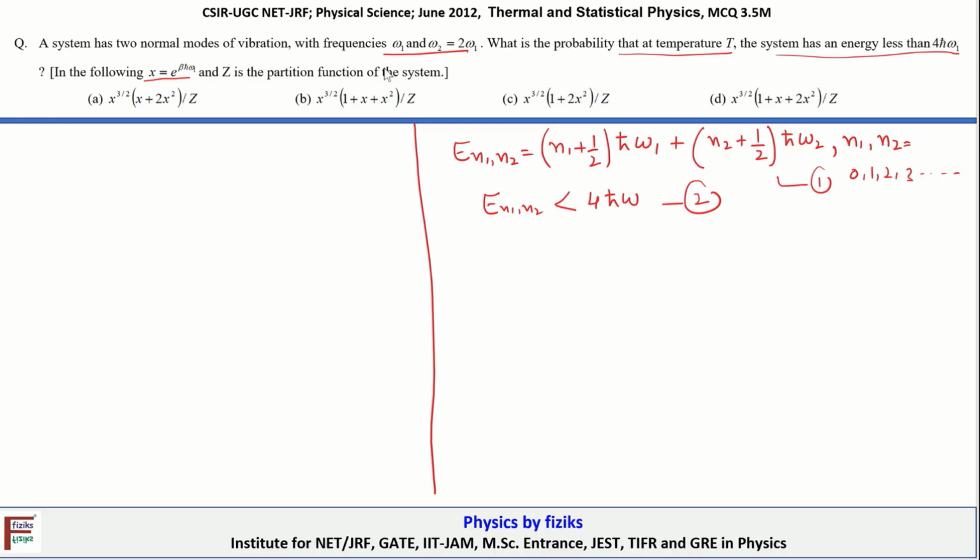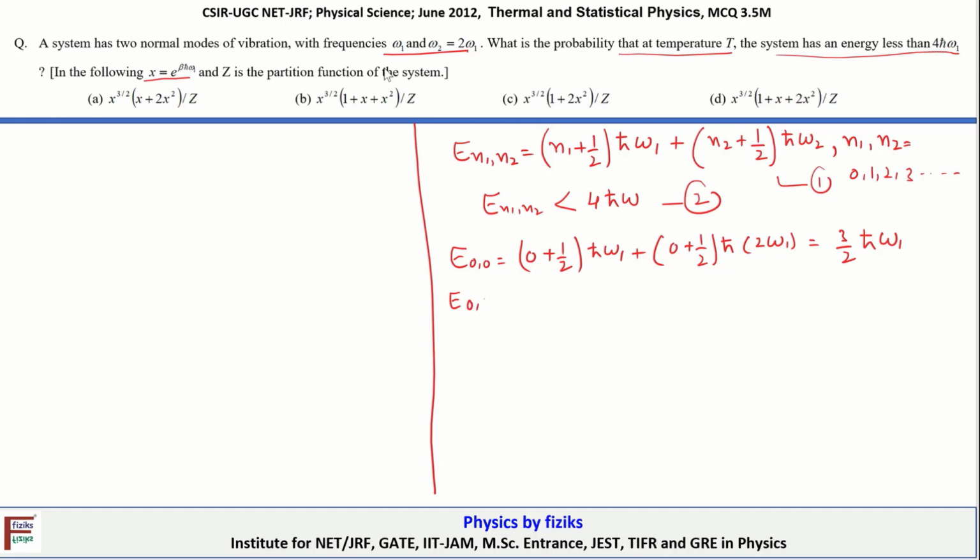Okay, now we will assign different values to n1 and n2, and then we will try to evaluate E n1 n2. So E00 is equal to 0 plus half h cut omega 1 plus 0 plus half h cut omega 2, but omega 2 is given to be equal to 2 omega 1, so I will write here h cut multiplied by 2 omega 1, and after evaluation this will be equal to 3 by 2 h cut omega 1. Okay, similarly we can do the calculation for the other values of n1 and n2.